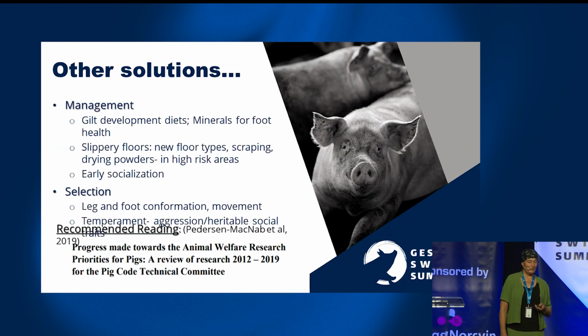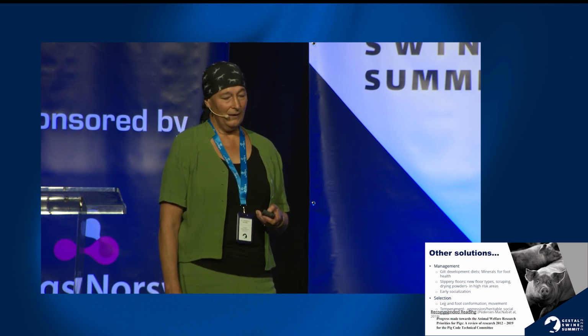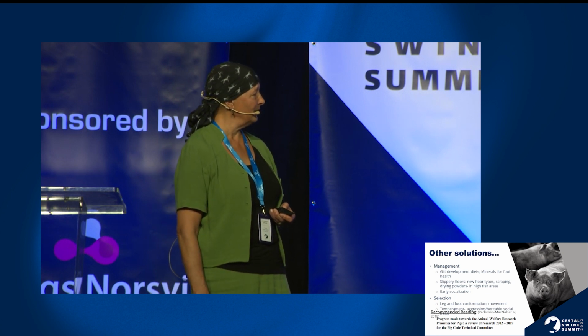Other solutions for lameness and management include diets directed towards gilt development. As a nutritionist, I'm sure many of you are focused on this area, developing healthy sows that are going to have longevity, not just feeding a grow-finish diet, as was done in the past. And for flooring types, can you manage flooring systems? Scraping floors, nobody wants to do that. Use of drying powders in high-risk areas, say when sows are being mixed. And then other management solutions like early mixing, early socialization of piglets so that they learn to socialize at an early age. Certainly a lot of evidence there, but little implementation in commercial practice. And clearly, more selection for leg and foot conformation and movement.